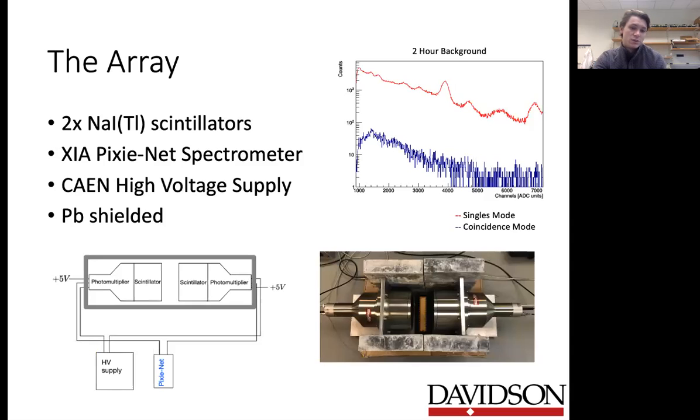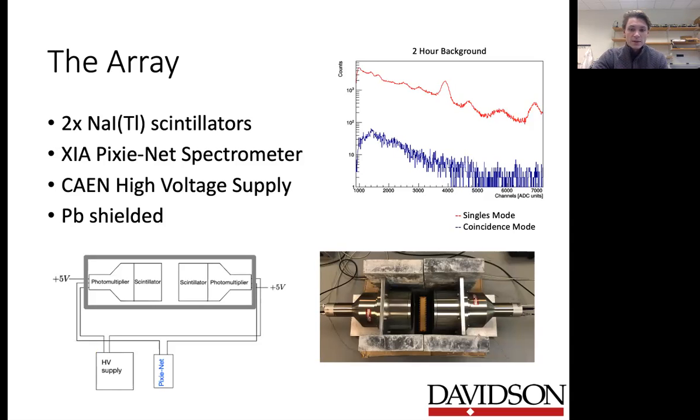Our array is composed of two sodium iodide scintillators, which produce flashes of light with intensity proportional to incident gamma rays. The light is then converted to electric pulses by a photomultiplier tube and analyzed by a spectrometer. By using two scintillators and requiring that both record an event within a certain coincidence window, we can drastically reduce the number of events recorded from background sources such as cosmic ray muons, radon gas, the detectors themselves, and other naturally occurring radiation.